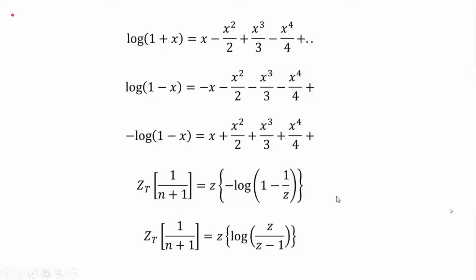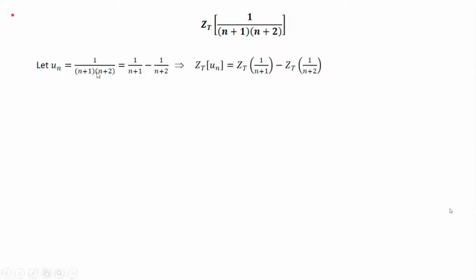Okay, let us go for the next one. Suppose that I want to find the z transform of 1 by (n plus 1)(n plus 2). Obviously, one of the easiest techniques is what? Write 1 by (n plus 1)(n plus 2) using partial fractions as 1 by n plus 1 minus 1 by n plus 2. Now I can use the linearity property. So the z transform of un should be the z transform of this minus the z transform of this.